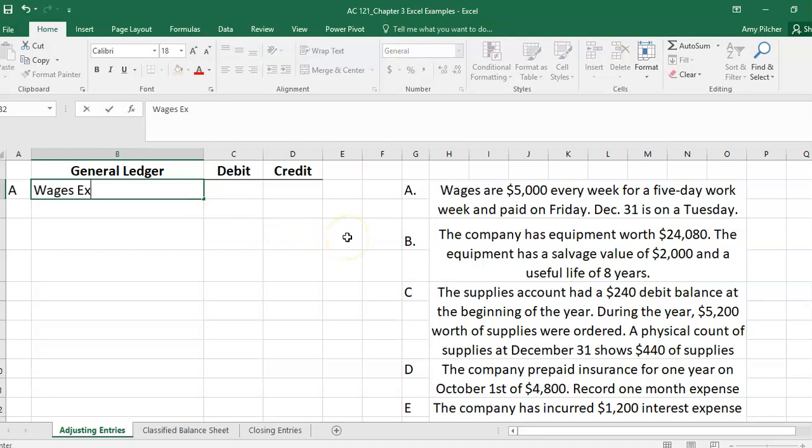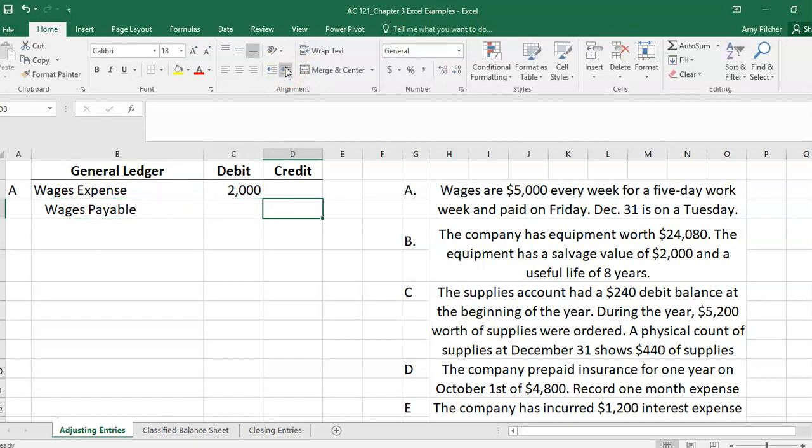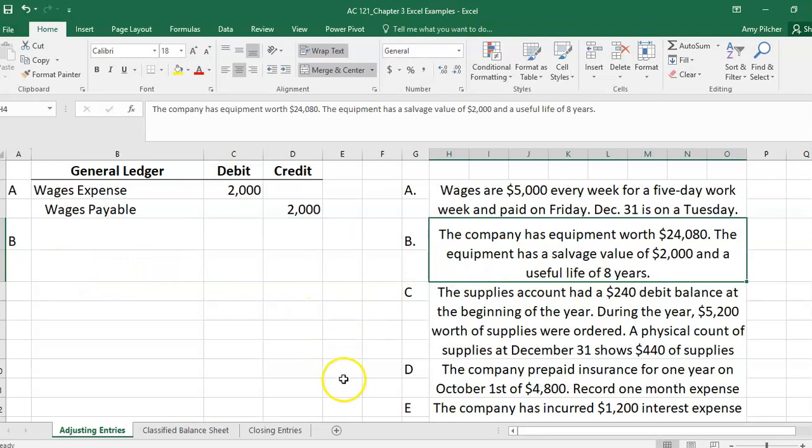So we would have wages expense $2,000, and wages payable of $2,000. And then those wages payable would be paid in January. The second adjusting entry that we look at is depreciation expense. So depreciation is the use of our property, plant, and equipment over a period of time. So we record an expense against the useful life of our property, plant, and equipment.